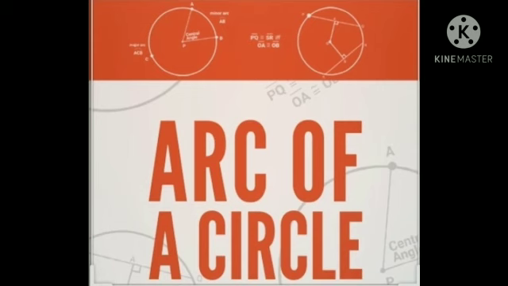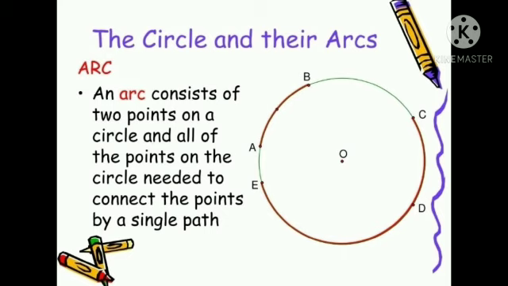Today we will study arc of a circle. Let's see first what is an arc. Now an arc consists of two endpoints on a circle. Clear? An arc starts from one point and ends at another point.